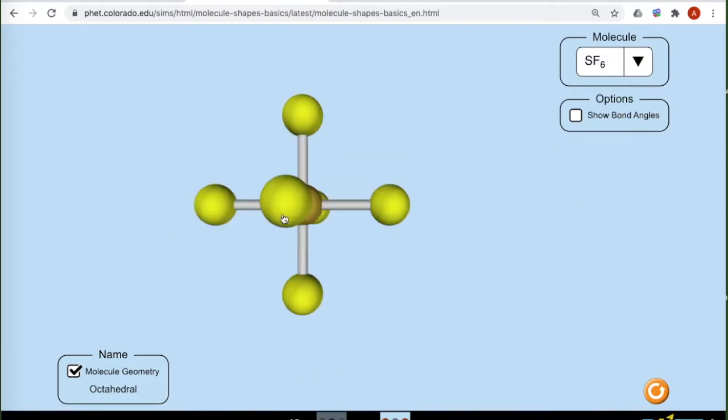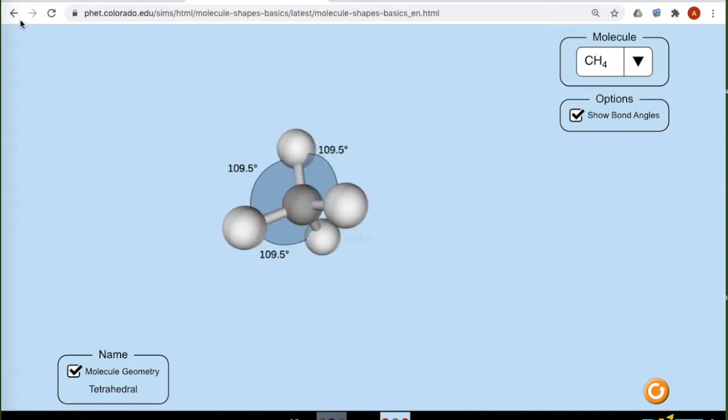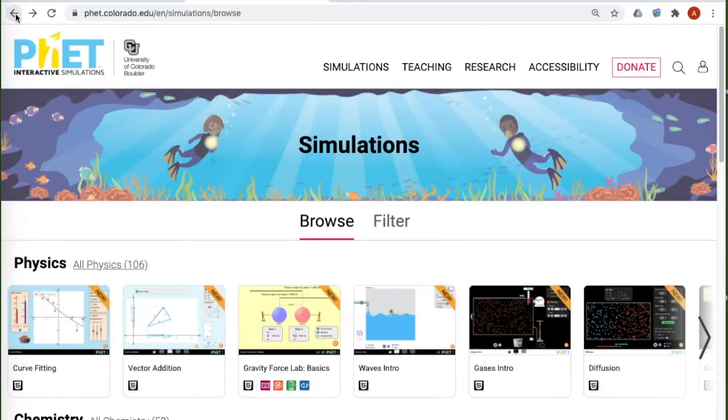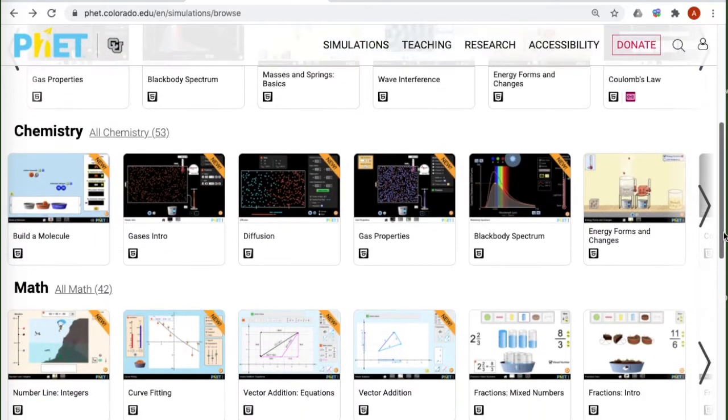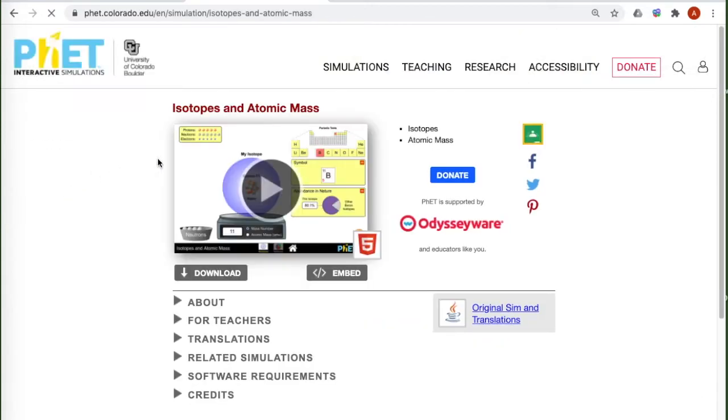This is an octahedral. So they have these different names for the different shapes. And you can show the bond angles. So I like simulations. Simulations help me visualize things because I can tinker with them. They're really good with chemistry because you could mix some substances together, but that doesn't really tell you what's going on at an atomic level or a bonding level.